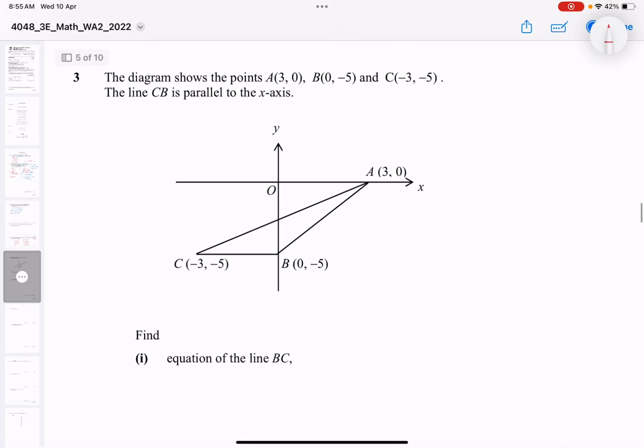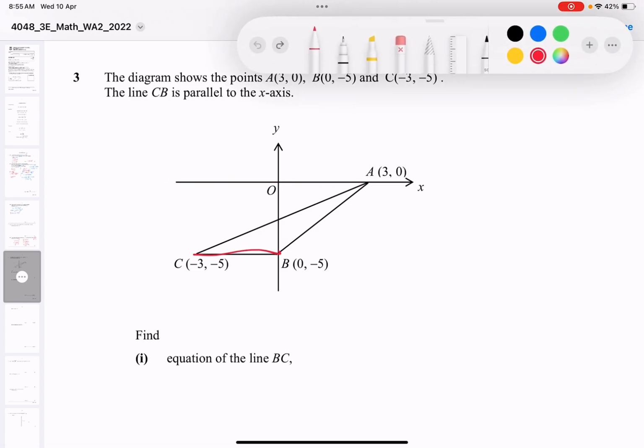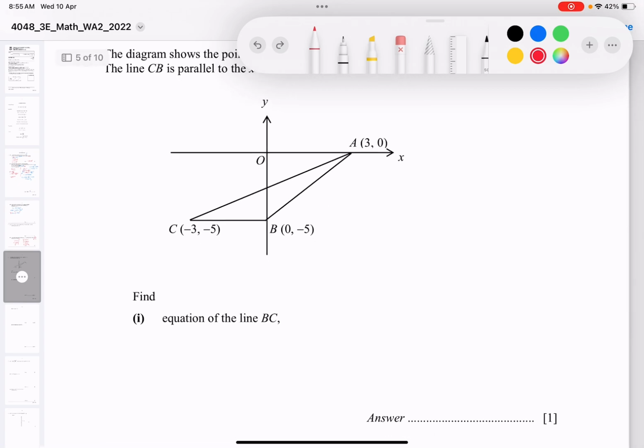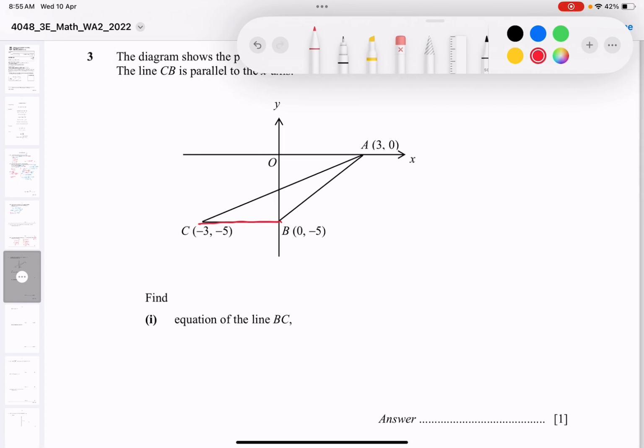Question number 3. The diagram shows the points, and so on. The line CB is parallel to the x-axis. This is parallel to the x-axis means what? It means that this is a horizontal line. So what's the equation of BC? If it's a horizontal line, that means y equals mx plus c, where m, the gradient, is 0. So I only need to find out what's the y-intercept. Y-intercept clearly here intercepts at -5. So the equation of line BC is y equals -5.